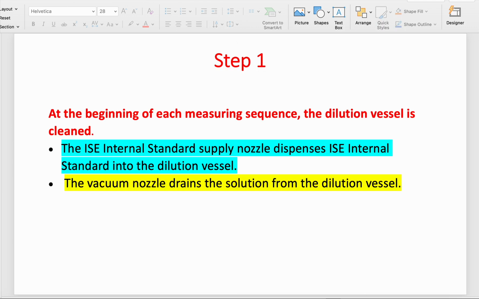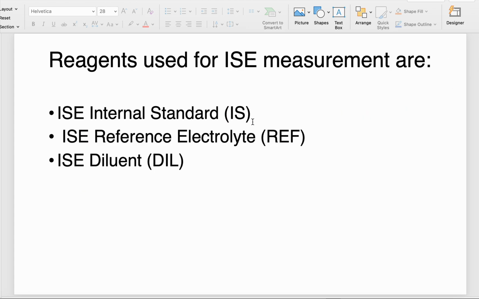So let us go first. At the beginning of the standard measurement, the standard nozzle is first cleaned, and this is the reagent used for the ISE measurement.